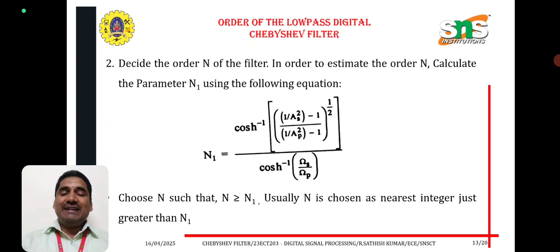Next one, we can decide the order N of the filter. How to find out the order N of the filter? N = cosh⁻¹ of [(1/A² − 1) / (1/Ap² − 1)]^(1/2) divided by cosh⁻¹ of (Ωs/Ωp).